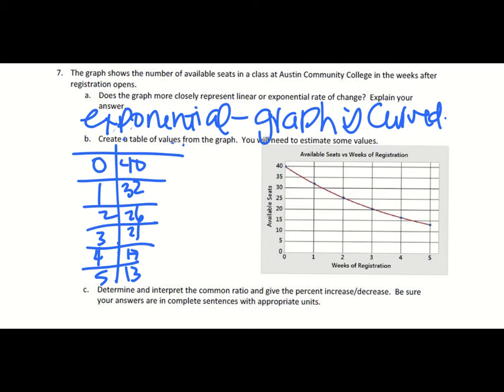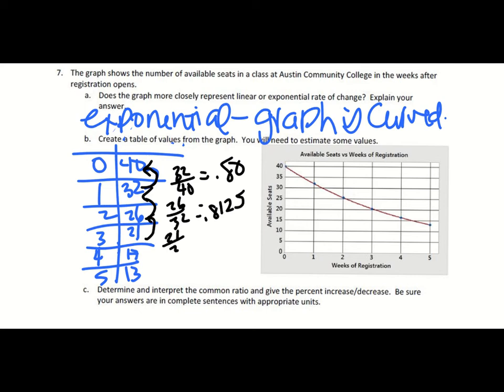So determine and interpret the common ratio and give the percent increase or decrease. Be sure your answers are in complete sentences. Since I don't have enough room on here, I'm just going to find the common ratio. So let's try this. 32 divided by 40, that's 0.8. Remember, these are not always going to be exact because we're estimating. 26 divided by 32, that's 0.8125.